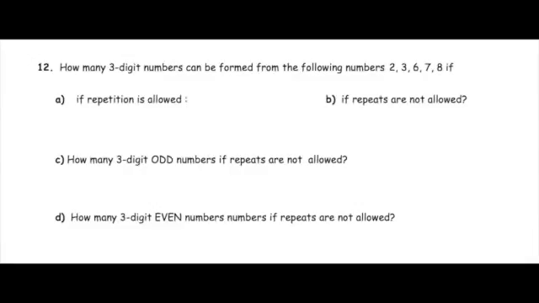How many three-digit numbers can be formed from the following digits, 2, 3, 6, 7, 8, if A, repetition is allowed, B, repetition is not allowed, C, how many three-digit odd numbers are possible if repetition is not allowed, D, how many three-digit even numbers are possible if repetition is not allowed?